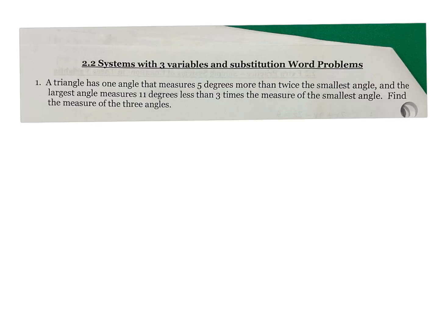Anyone have any ideas of what our three variables would be? X, Y, and Z, and they're referring to angles, the small, the medium, and the large, maybe. I like that. So I'm going to say X is the small angle, Y is the medium angle, and Z is the large angle. Don't forget that little angle symbol if you don't want to write the word angle. It looks like a less than.